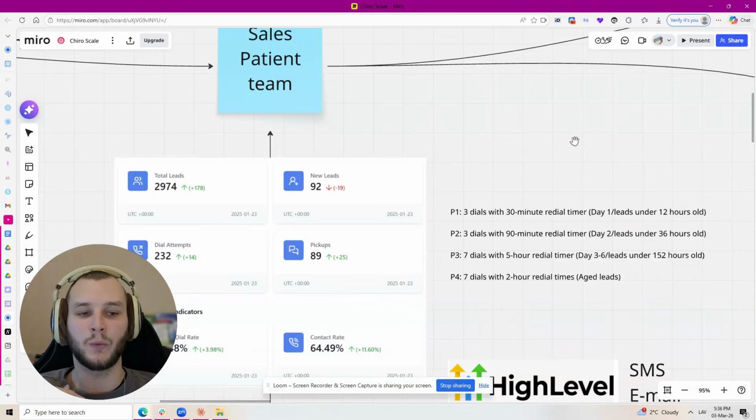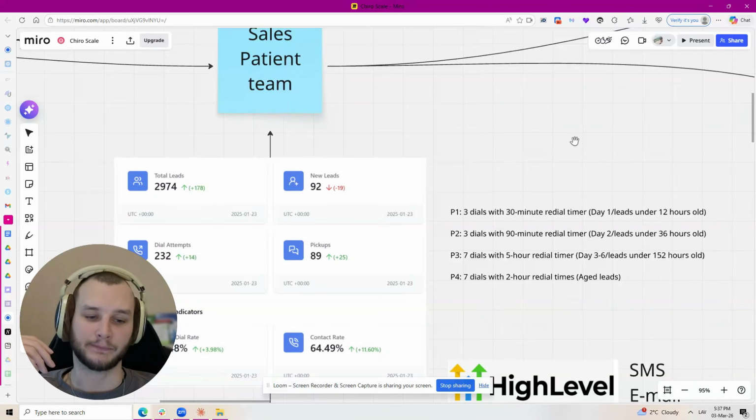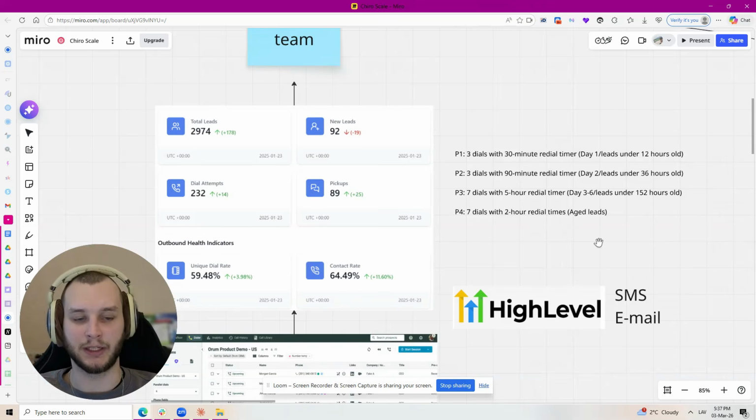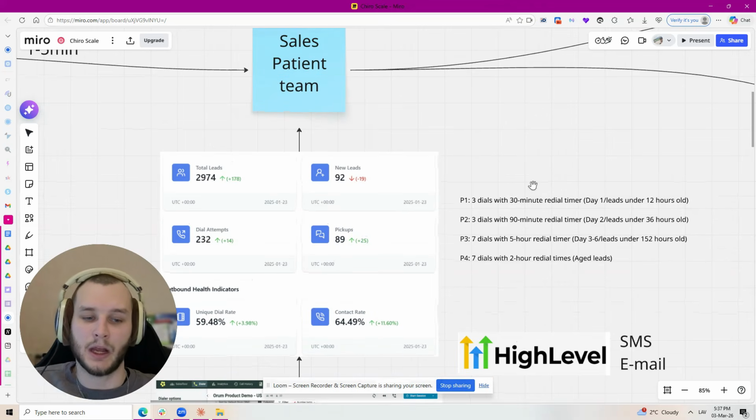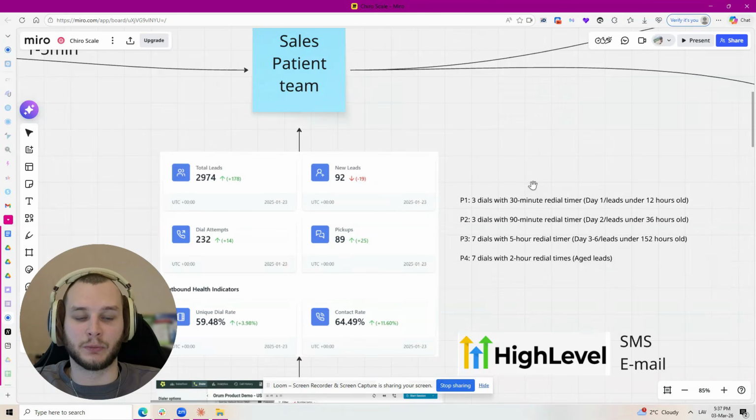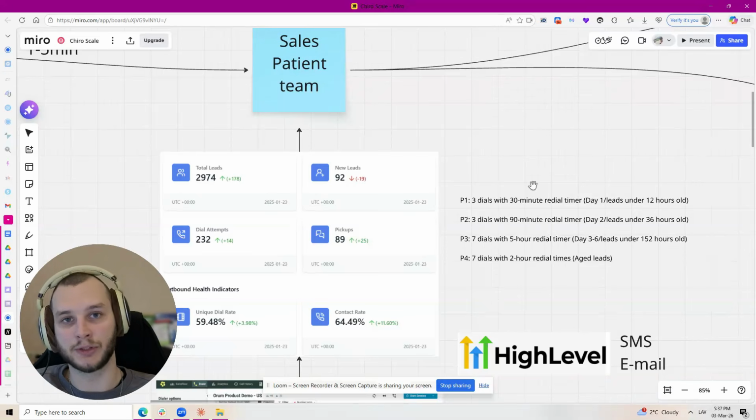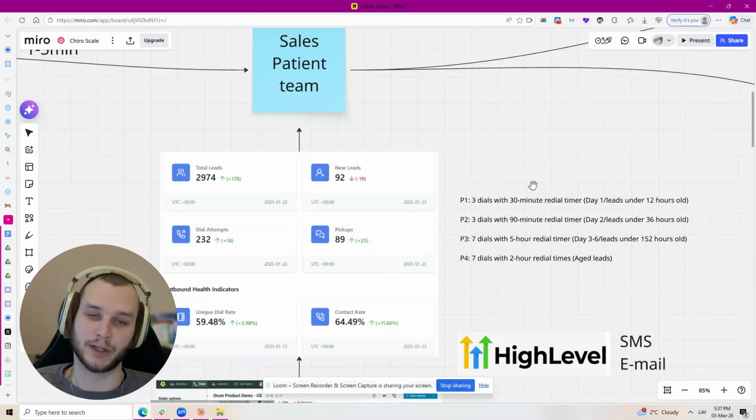After the 7th day, we consider this lead to be an aged lead, and usually these leads are not going to be converting that easily. We also use SMS and email to keep them warm, but this allows us to make sure no lead actually falls through the cracks. Obviously, there are leads that never respond. There are leads that block our numbers, but we have a rotation of multiple numbers, usually 3 to 5 per location, and we're going to be chasing after leads for 7 days straight, okay?